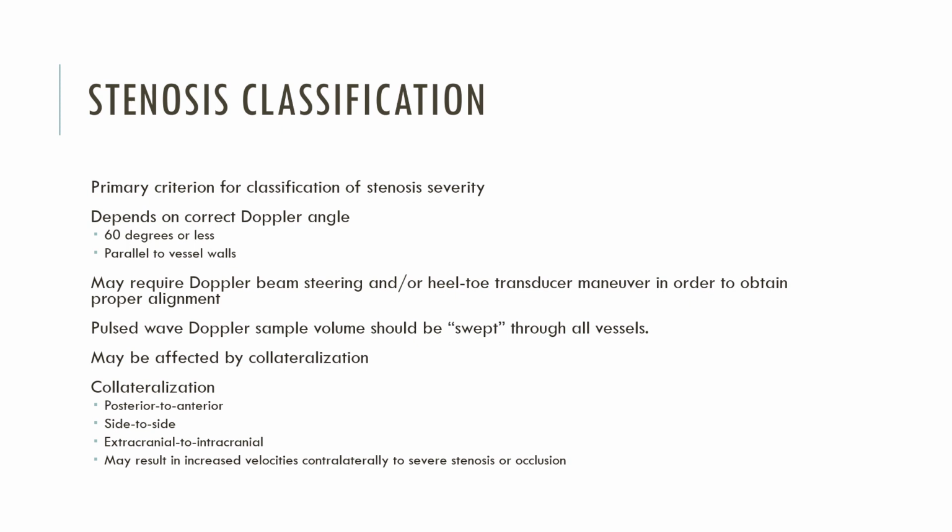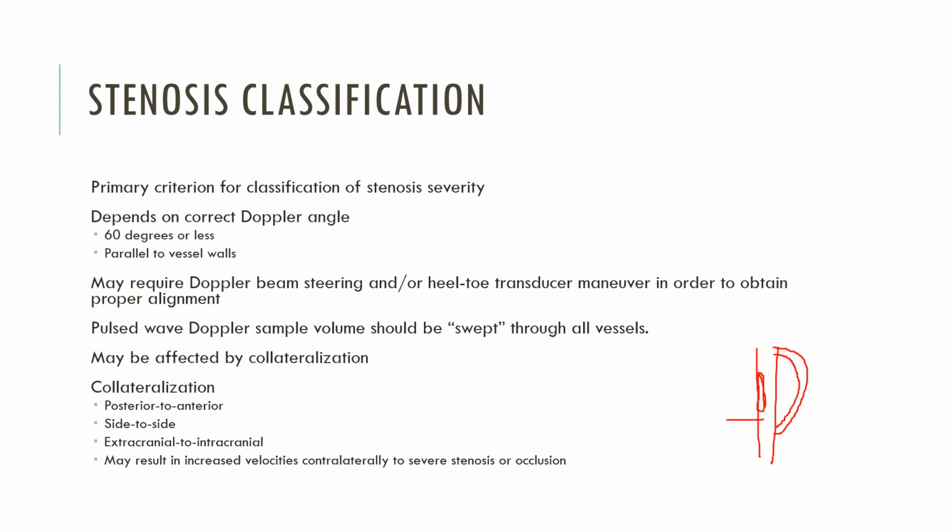And we know that those velocities may be affected by collateralization, which could indicate that there's no issues where there really is a significant stenosis. Collateralization means a collateral, or building up of alternative vessels around a stenotic area. It can be posterior to anterior, meaning that if I have a vessel that's stenotic or occluded here, then a collateral can grow out, around, and back in.